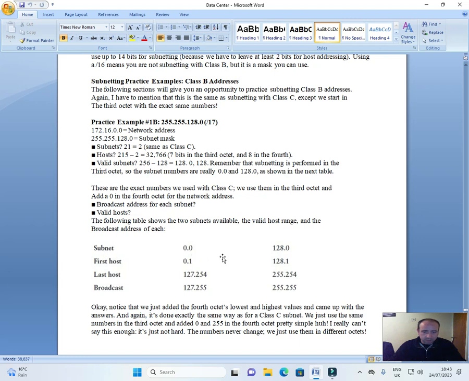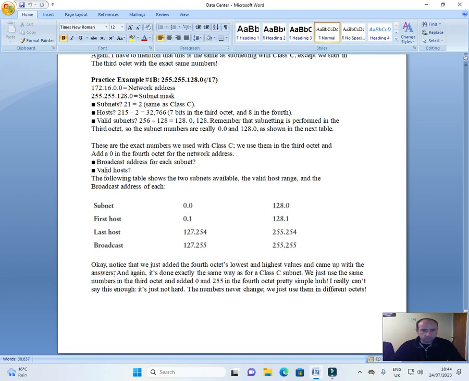The following table shows the 2 subnets available, the valid host range and the broadcast address. Subnet: 0.0, 128.0. First host: 0.1, 128.1. Last host: 127.254, 255.254. Broadcast: 127.255, 255.255. Notice that we just added the fourth octet's lowest and highest values and we came up with the answer. Again, it's done exactly the same way for a Class C subnet. We just used the same numbers in the third octet and added a 0 and 255 in the fourth octet.